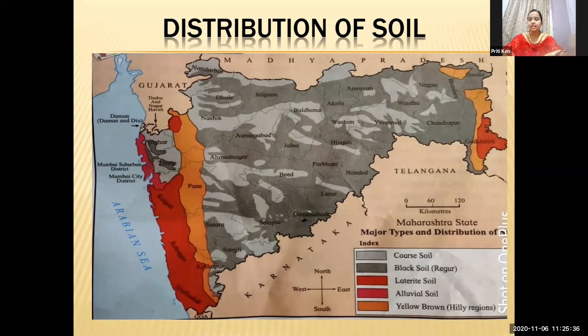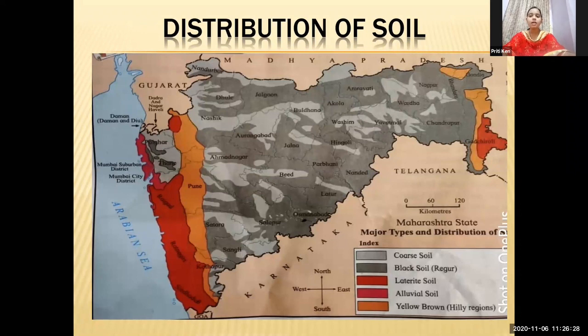Now you can see in the index there are 5 types of soil given and 5 colors indicate them. So here we are going to see all these 5 types of soil. Now first one, that is light gray, that is coarse soil. Now what is coarse soil? That we'll see in the next slide, but here we are going to see the map first. How it is distributed, in which area coarse soil is found. Now look here, the area which is having a light gray texture in the map, that area is having coarse soil. Everybody can see the map. There is light gray texture in the map. That is nothing but coarse soil.